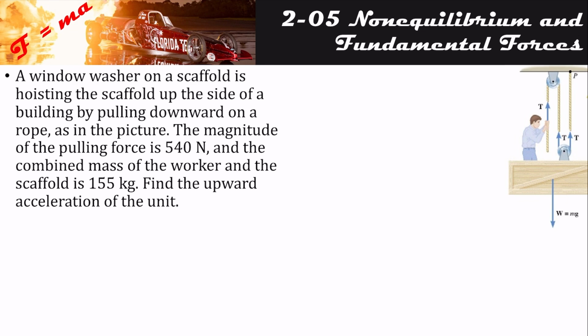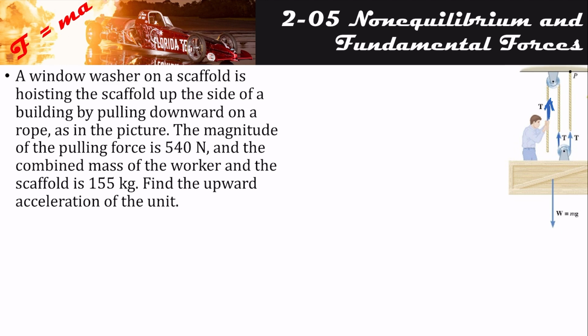A window washer on a scaffold is hoisting the scaffold up the side of a building by pulling downward on the rope as in the picture. The magnitude of the pulling force is 540 newtons. The combined mass of the worker and the scaffold is 155 kilograms. Find the upward acceleration of the unit. All right, so first of all, it says he's pulling down on the rope, so why is the tension pointing up? Because we want the forces acting on our object, not created by our object. So if he pulls down, the rope pulls back up on him. That's our Newton's third law, reaction force.